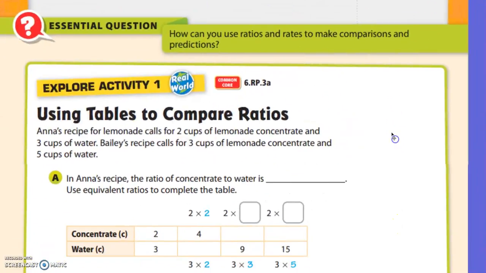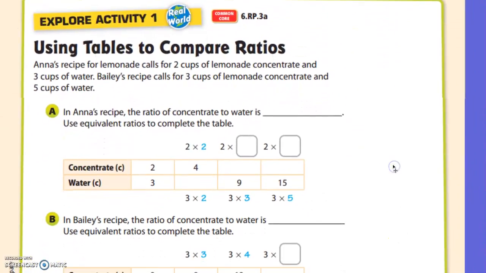On the explore activity, I will read the directions with you, but then I'd like you to try as much of the page as you can. When you're done, or when you get stuck, you can then resume the videos for hints and or to check your answers. So read the directions with me and then hit pause and try questions A through E.